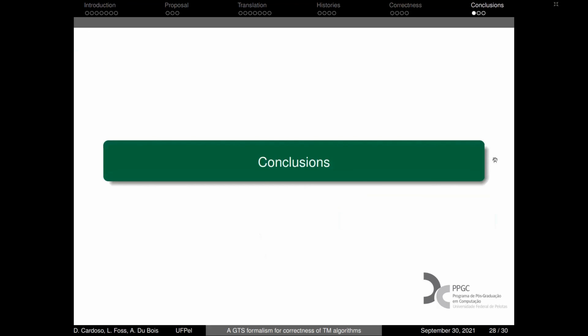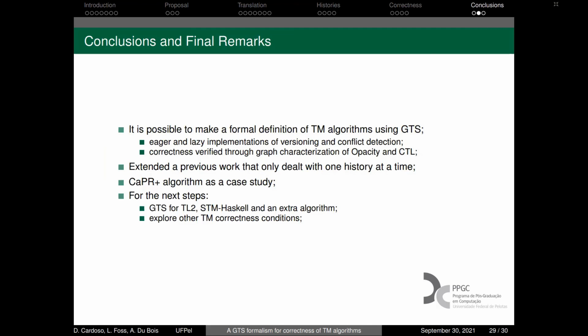And the conclusions: it is possible to make a formal definition of TM algorithms using GTS, where eager and lazy implementations of versioning and conflict detection are reflected in the production rules, and correctness is verified through the graph characterization of opacity and a CTL formula. In this work, we extended a previous one that only dealt with one history at a time, but this time we managed to do it for the entire algorithm.